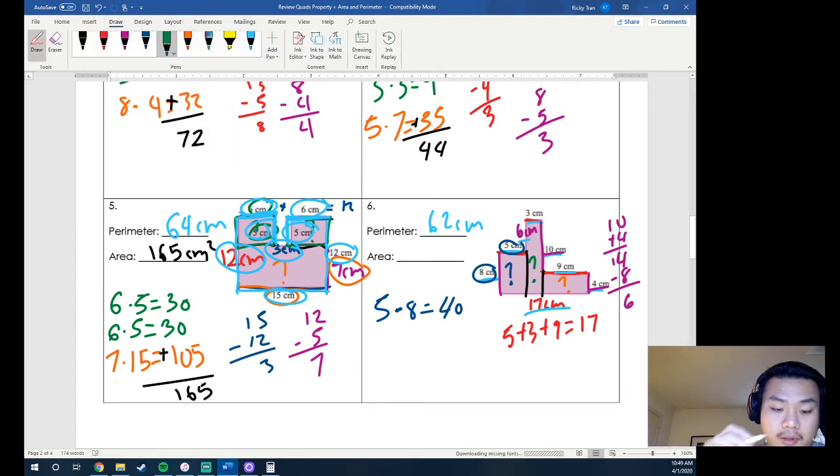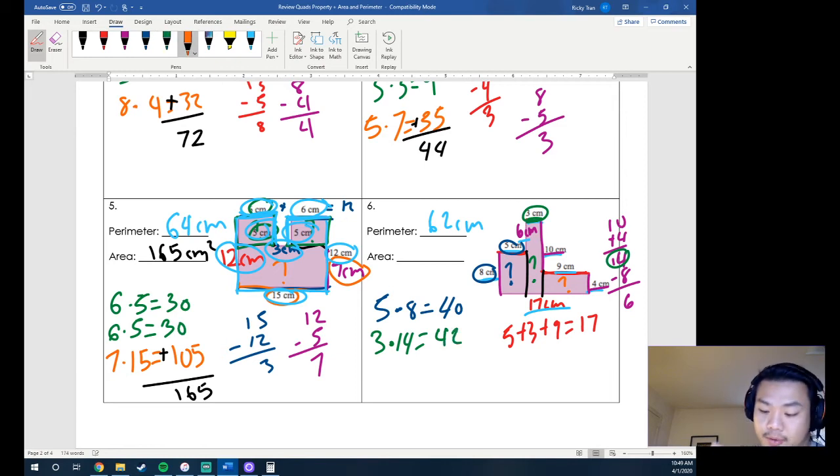No. For the green area, it's actually 3 plus this whole length, which was 14. So 3 and 14, because that's the sum of 10 and 4. So 3 times 14 is equal to 42. And then we have our orange length, which is 4 and 9, which is 36.